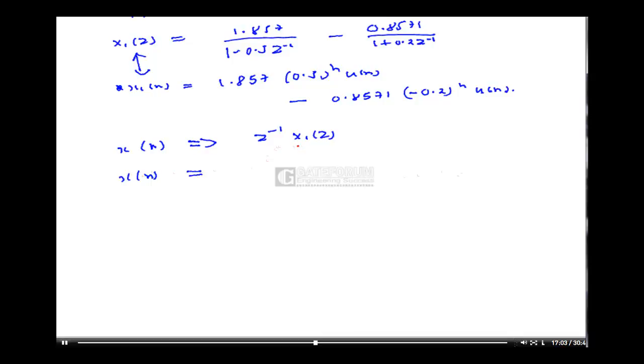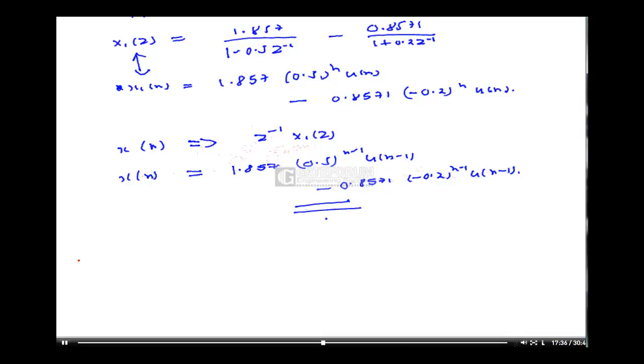Now again time shift property: shifting in time leads to multiplication of z to the power of the corresponding sign by which the time is shifted. So x[n] is 1.857 times 0.5 to the power n minus 1 u[n minus 1] minus 0.8571 times minus 0.2 to the power n minus 1 u[n minus 1]. Okay, so this is my final x[n].